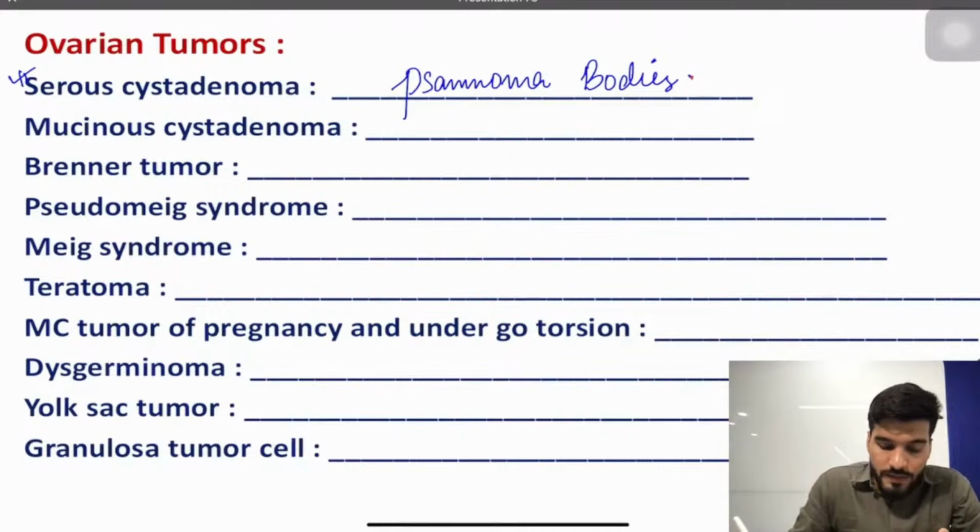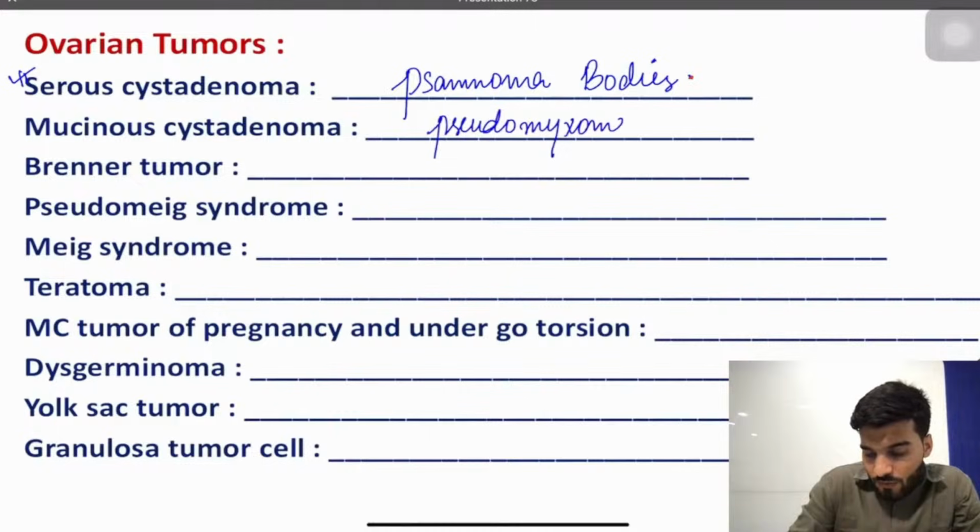Okay, you already know about serous cyst adenoma. These are calcium centered bodies made up of calcium. Then mucinous cyst adenoma. What is mucinous cyst adenoma? In mucinous cyst adenoma, you'll remember that there is pseudomyxoma peritonei, excess mucin.